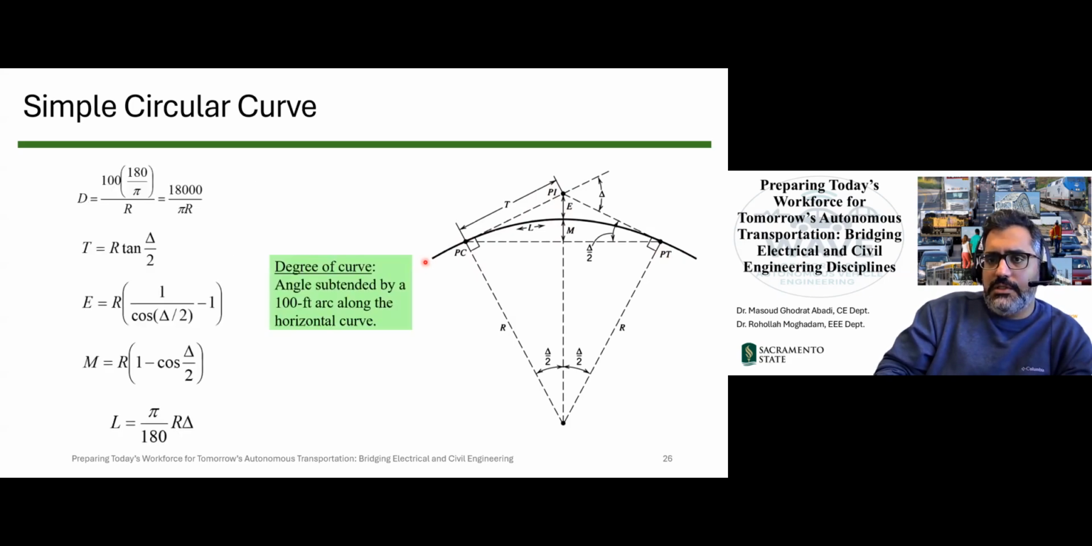Based on the characteristics of a circular curve, we can easily find the values for each one of these main features. Like what would be T? T is R tangent of delta by 2, right? E, M, L, and also another thing, D, that is called degree of curve, the angle subtended by a 100 feet arc along the horizontal curve. These are the things that we can calculate based on the characteristics of a circular curve.